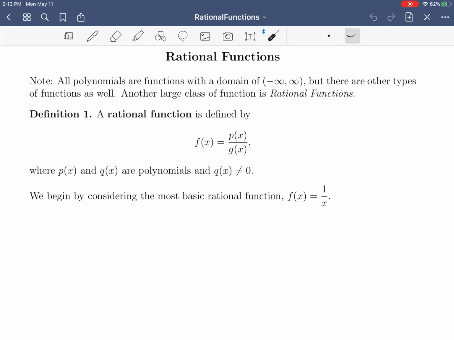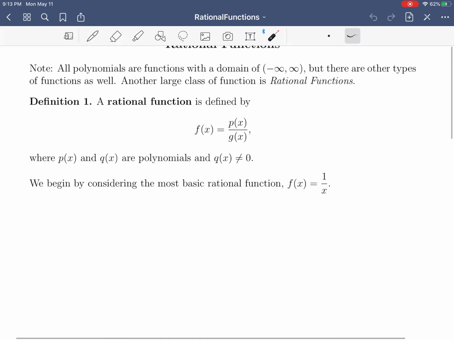So the definition: a rational function is defined as p of x over q of x, which I've called f of x here, where p of x and q of x are both polynomials, and the denominator one is not 0. Okay, so you have a polynomial divided by a non-zero polynomial.